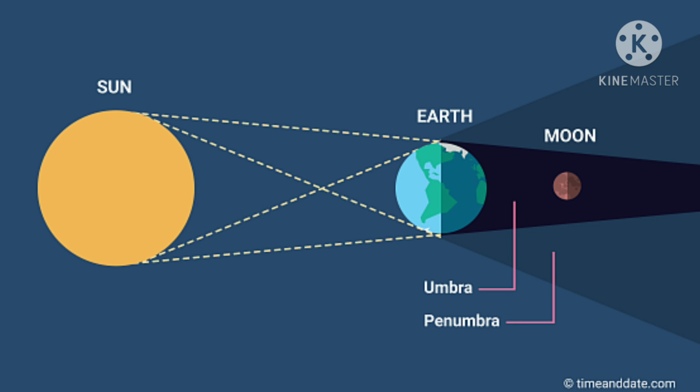Lunar eclipse. When the earth, sun and moon come in a straight line and the earth is in the middle, the shadow of the earth falls on the moon. This is called a lunar eclipse, and it occurs on a full moon night. If the moon is in the umbra region, we see a total eclipse. If it is in the penumbra region, we see a partial eclipse. We often see the shadow moving across the moon.